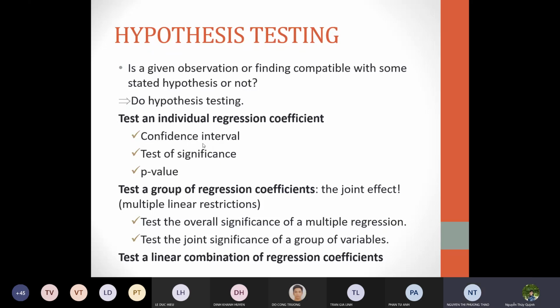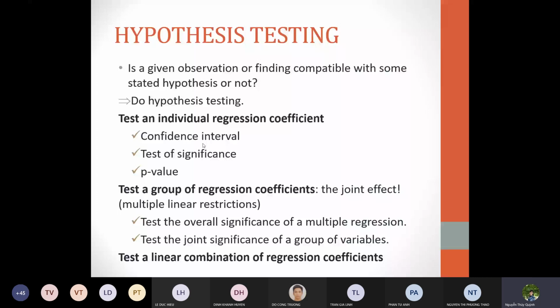If you want to test an individual regression coefficient, we have some approaches to use. You may use the confidence interval approach. You can also use the test of significance approach. And finally, we will find out more about the p-value approach, which is mostly used in scientific research.